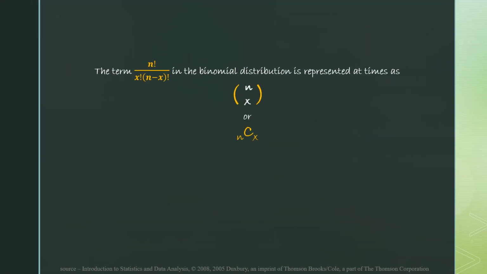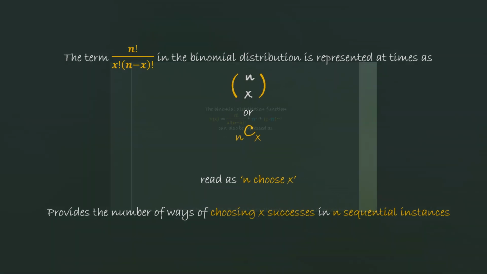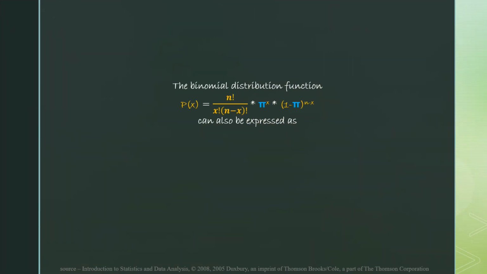The term n factorial divided by x factorial multiplied by n minus x factorial in the binomial distribution is represented at times as follows. Read as n choose x, it provides the number of ways of choosing x successes in n sequential instances or trials. Therefore, the binomial distribution function can also be expressed in any one of the following two forms as well.